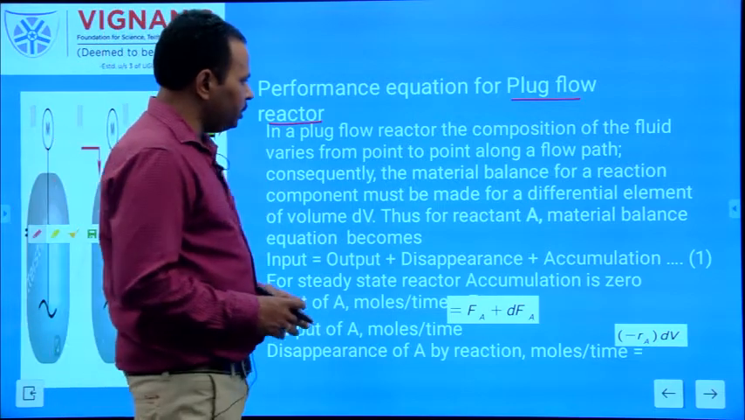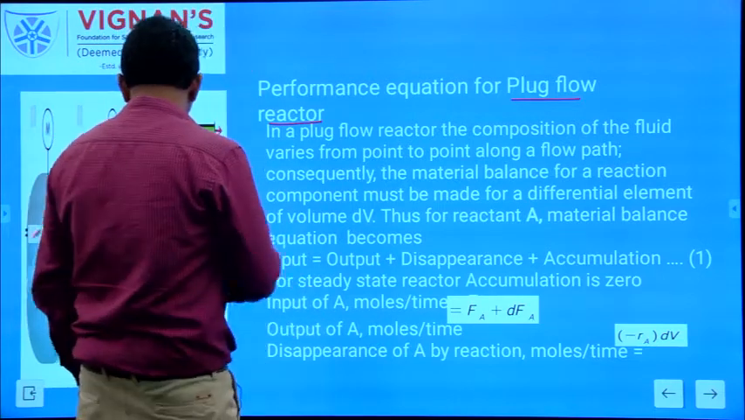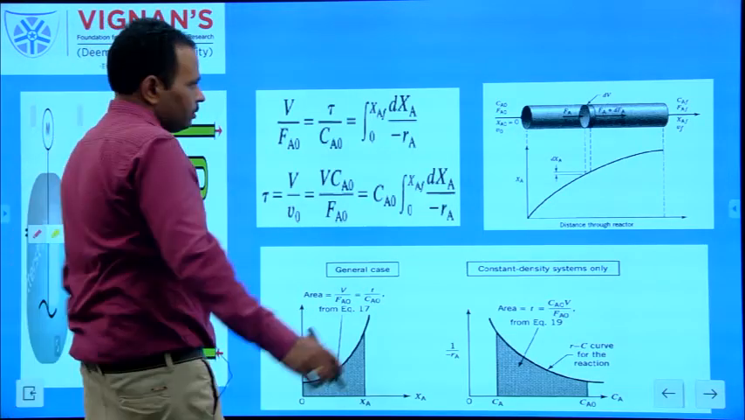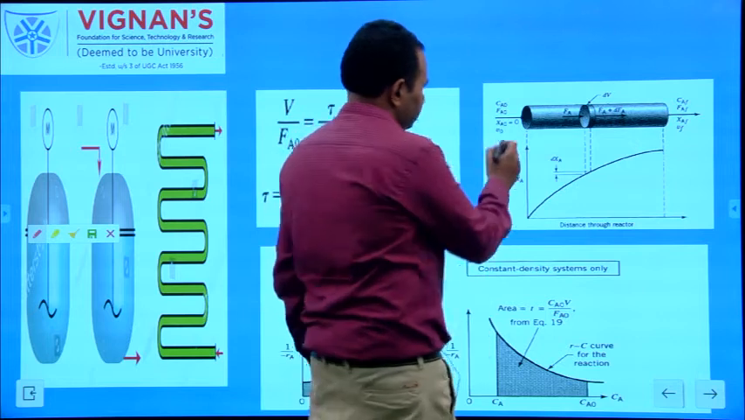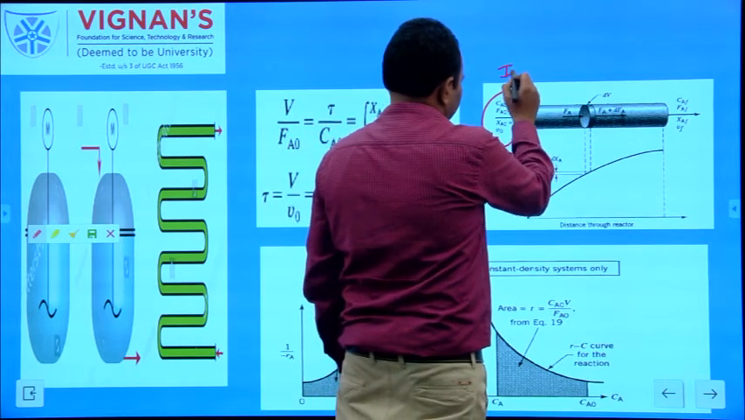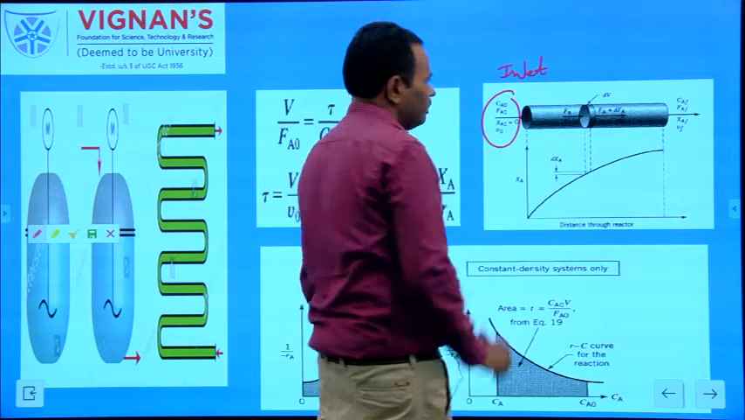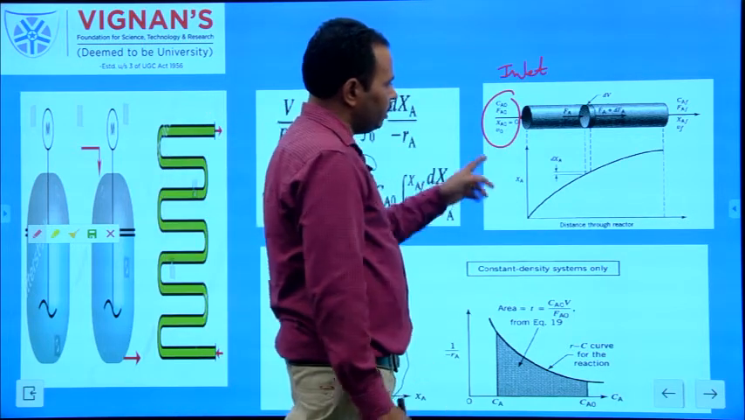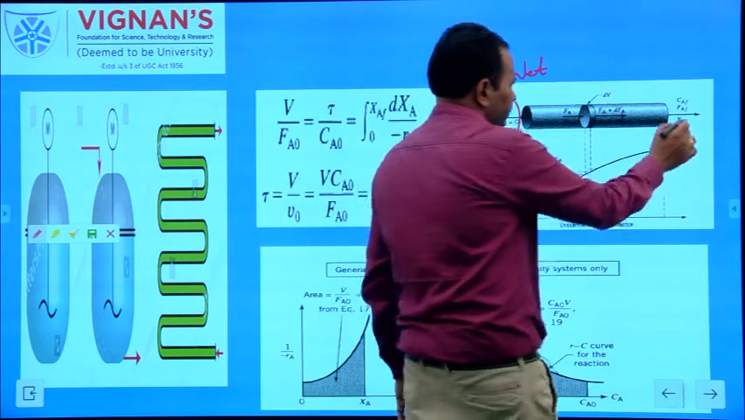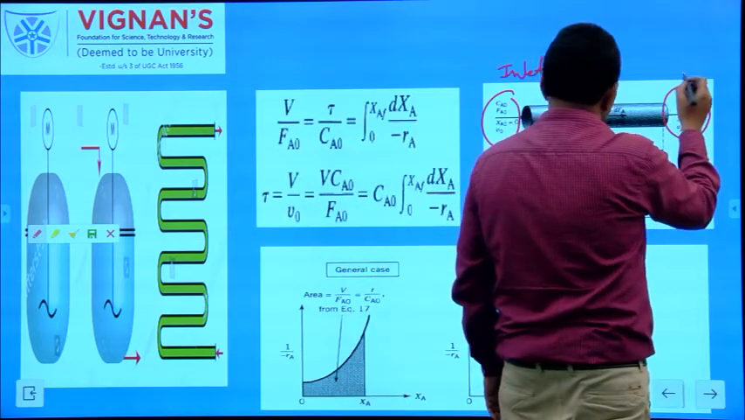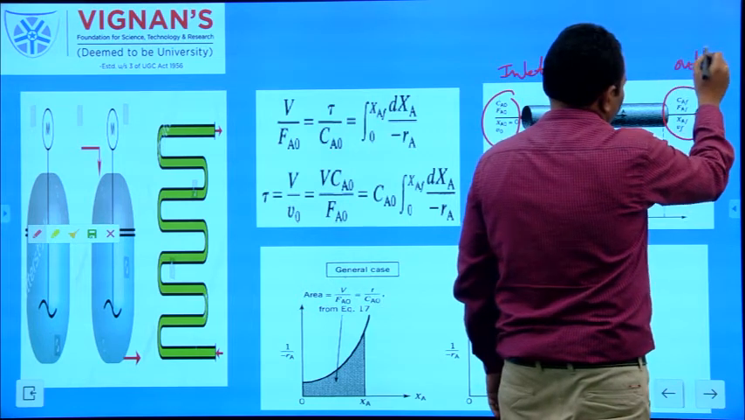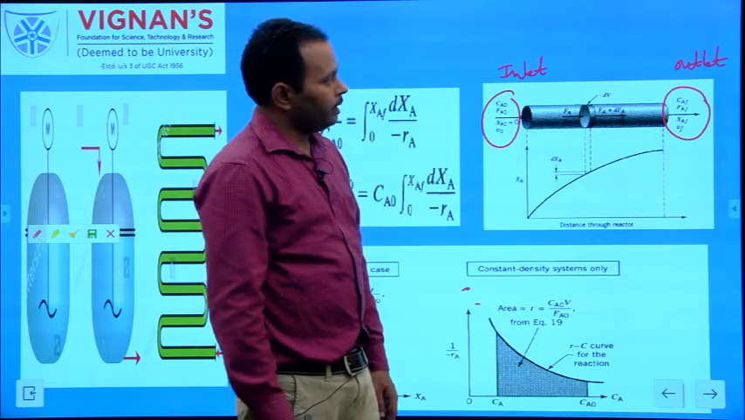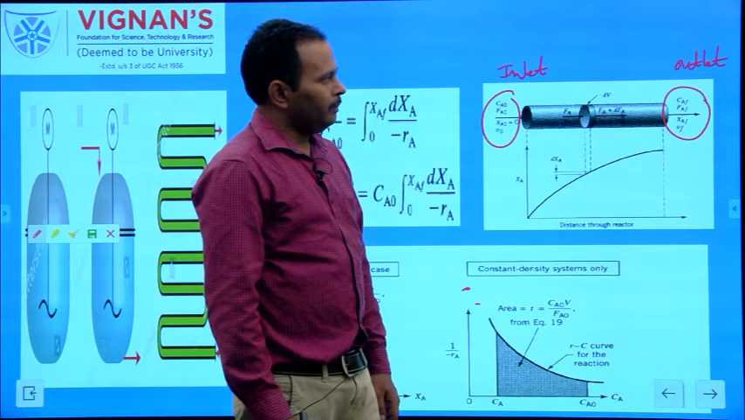Before you go to the performance equation, you can see the diagram for the PFR. This is the PFR diagram, a tubular reactor. These are the inlet conditions: the initial concentration of A as CA0, FA0 as the initial molar flow rate, the conversion is 0, and nu0 is the volumetric flow rate. And these are the outlet conditions: CAF, the final concentration of A, FAF, the final molar flow rate of A, XAF, the final conversion of A, and nuF, the final volumetric flow rate.